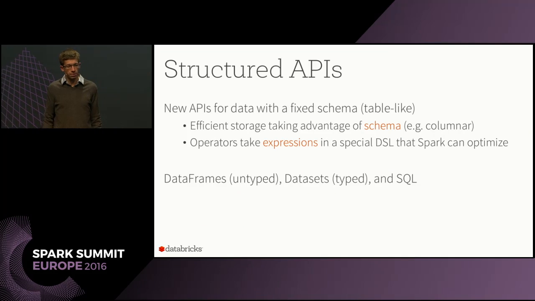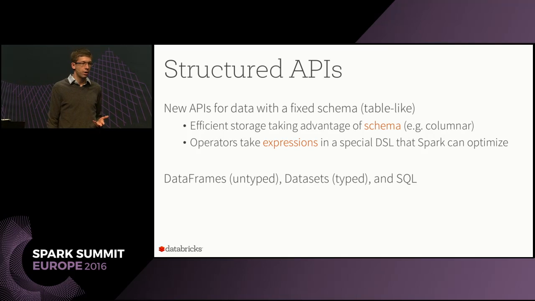So the structured APIs are a new set of APIs that have been coming together the past 2 years. They integrate very well with the RDD ones, but they allow you to do more sophisticated optimizations for some types of processing. So these are for data with a fixed schema. We have a table-like data model, which is not just arbitrary Java objects, but it's still pretty expressive. And using the schema, we optimize storage. We can do stuff like columnar storage or compression of the data.